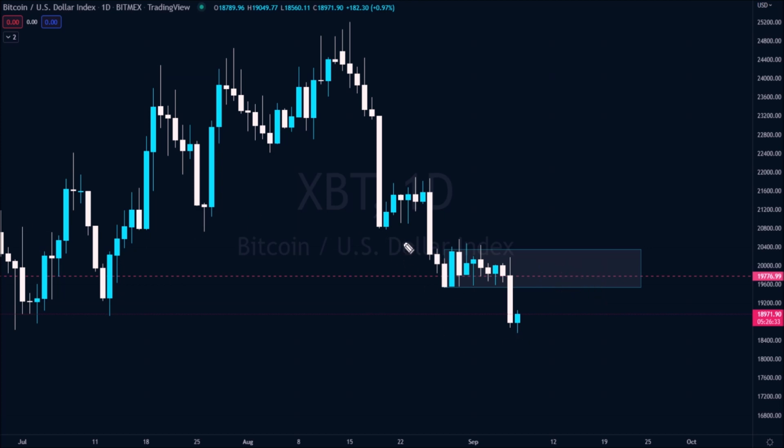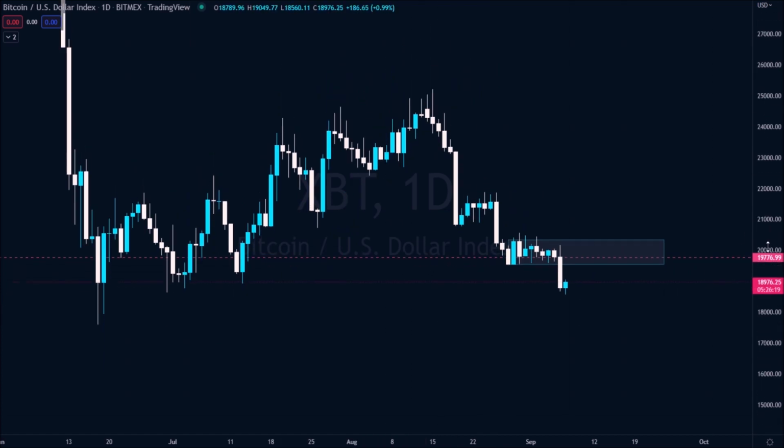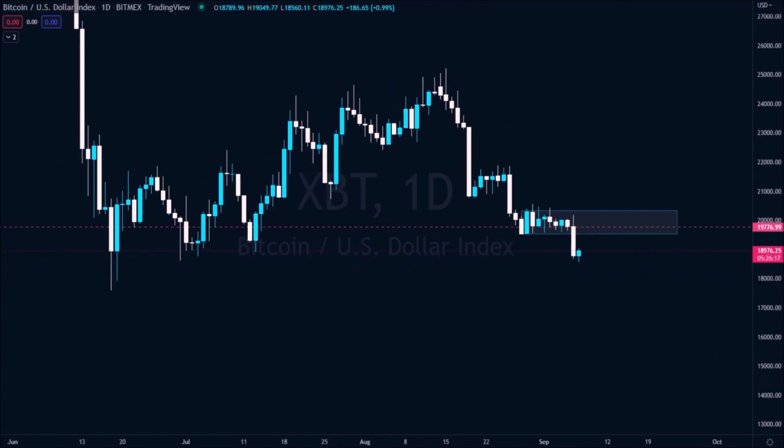Doesn't always happen like that. As you can see, we had this range, we broke out, we didn't retest, and we sold off again. So the same thing could happen again on Bitcoin. Not everything is set in stone, but you're just going with the flow of the market. My bias is bearish, but I am wary that we are sitting on long-term support at the moment.